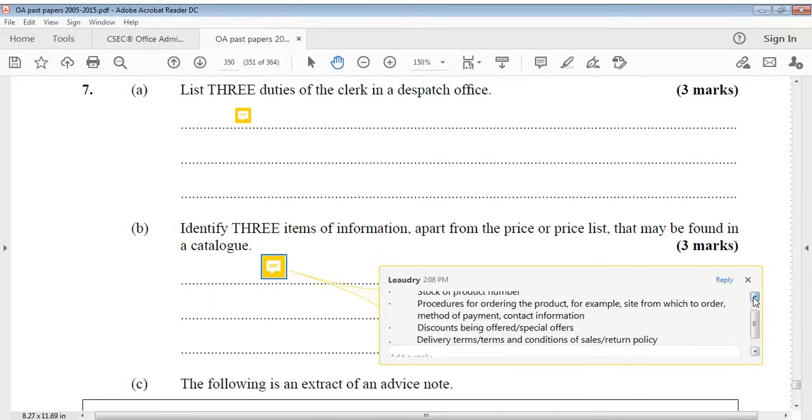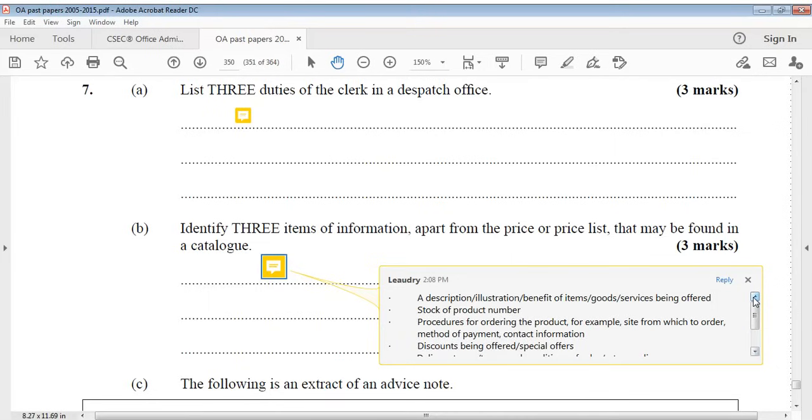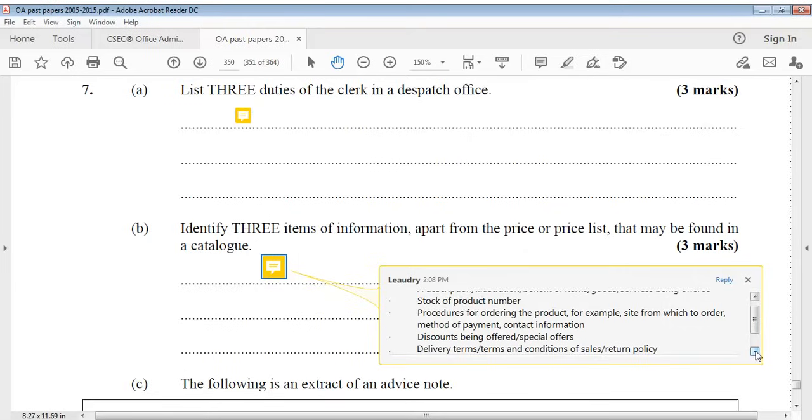All right. So any three from these would be your answer.